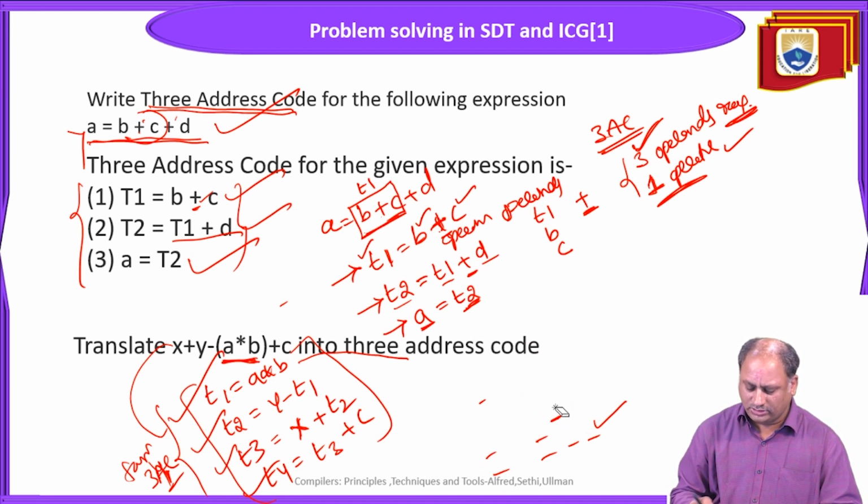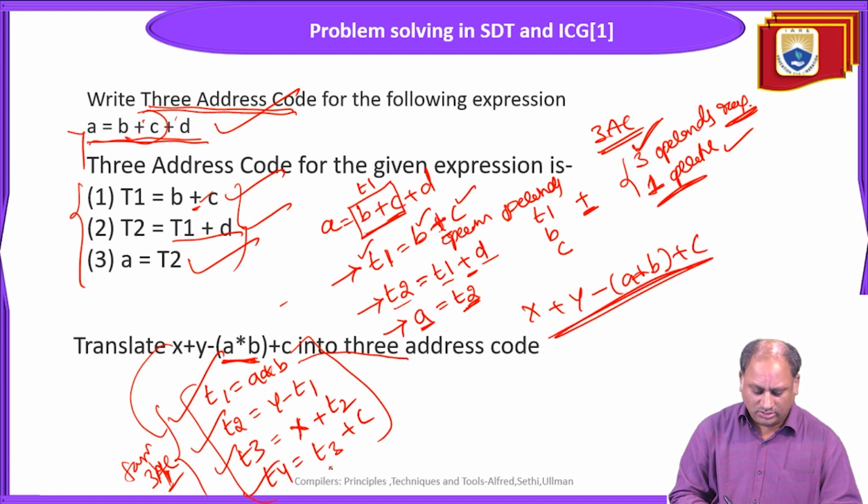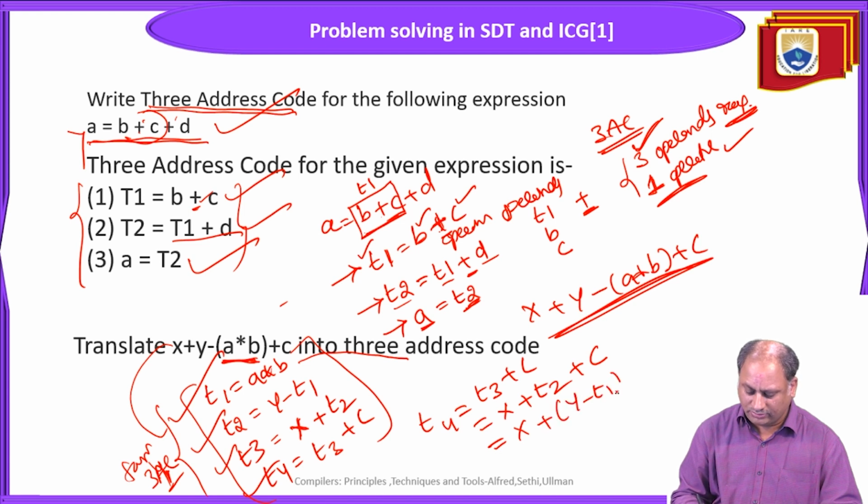While performing this 3 address code notation, all the steps give the same result as the given expression. So what is the given expression? X plus Y minus A star B plus C. Now in order to get this, what is T4? T4 equal to T3 plus C. T3 is nothing but X plus T2 plus C. What is T2? T2 equal to Y minus T1 plus C. So X plus Y minus T1.